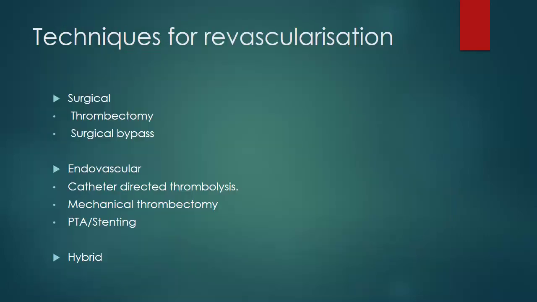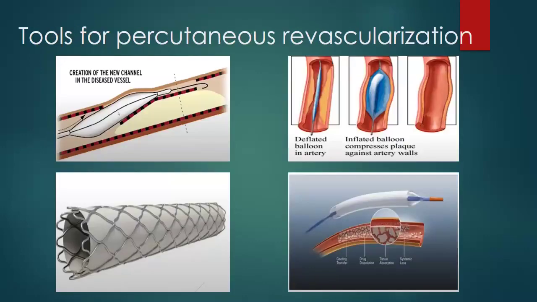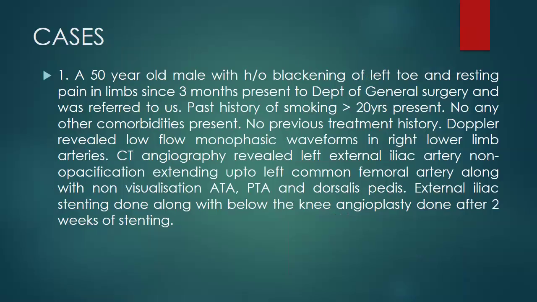The techniques are surgical thrombectomy and surgical bypass. Now, endovascular: catheter-directed thrombolysis, that is for acute limb ischemia. Mechanical thrombectomy, that's for acute. Angioplasty and stenting for critical limb ischemia and claudication. Tools for percutaneous circulation, I am aware of that. We are doing balloon angioplasty and we are doing stenting. After that, if flow is not established, different stents are available, across-the-joint stents are available to look for flexibility.